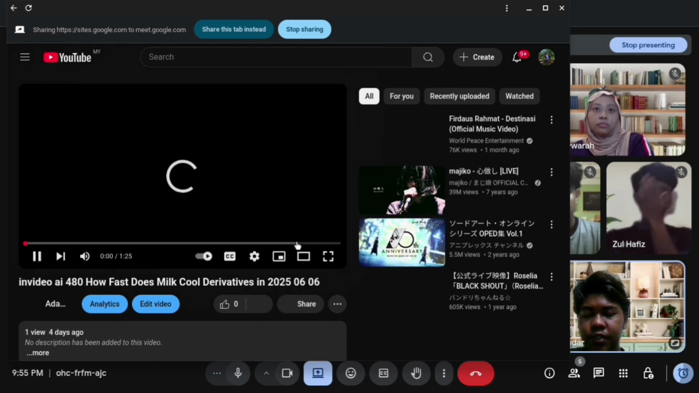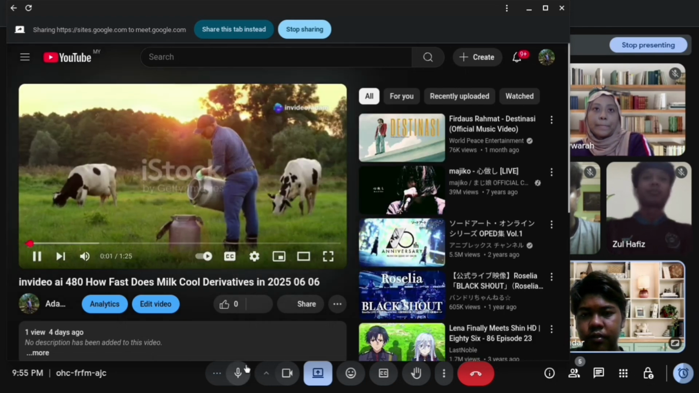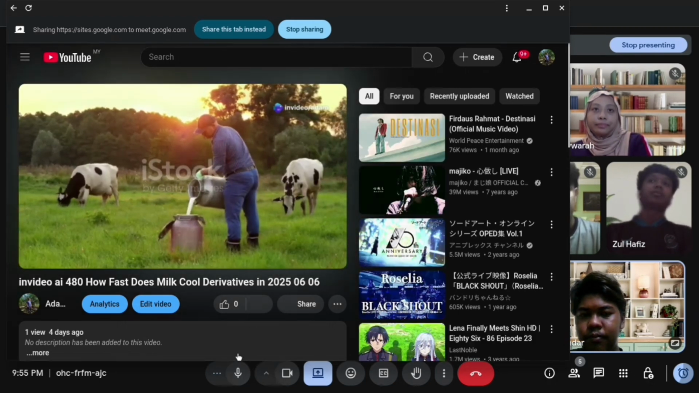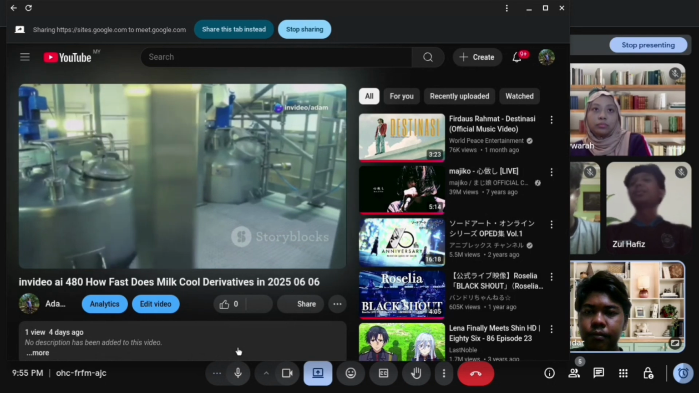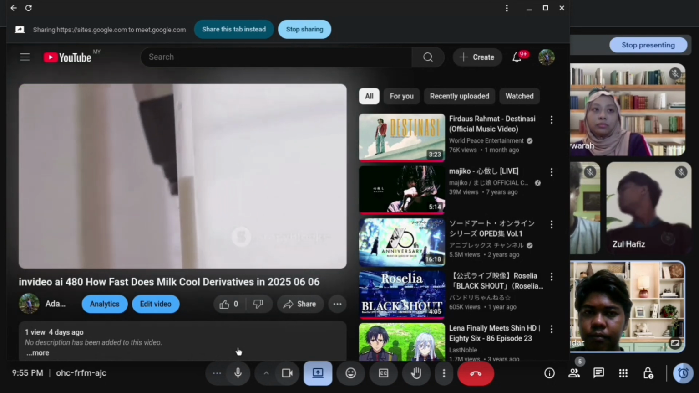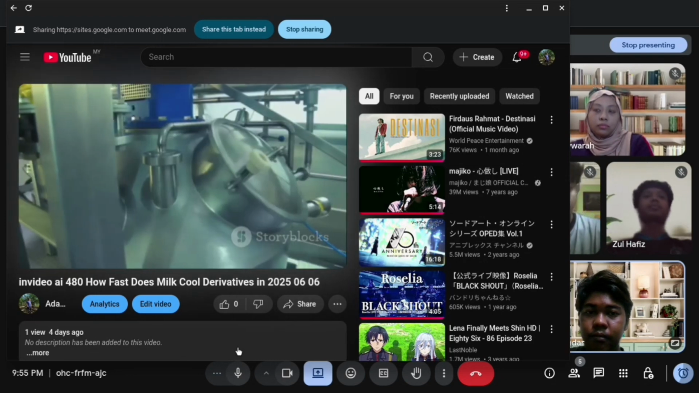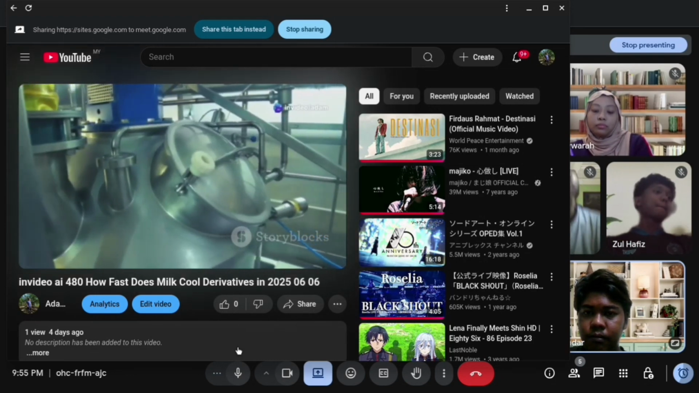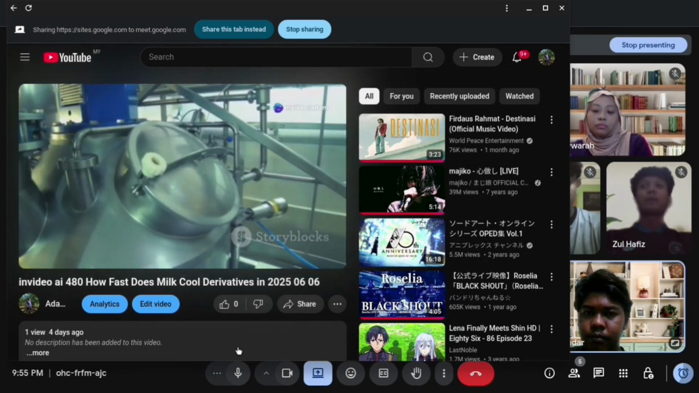Picture this. You've just picked up a fresh bottle of milk from a local dairy farm. But before it gets to you, that milk needs to cool down fast. Otherwise, bacteria will start partying like it's spring break. So, how do we use math, specifically derivatives, to make sure our milk chills at the perfect rate?